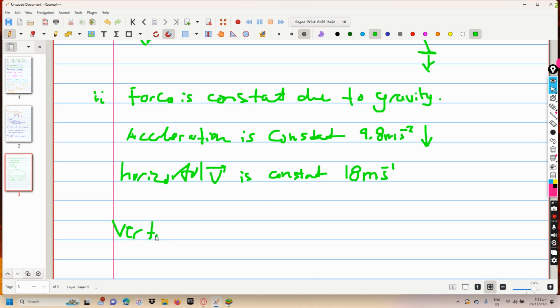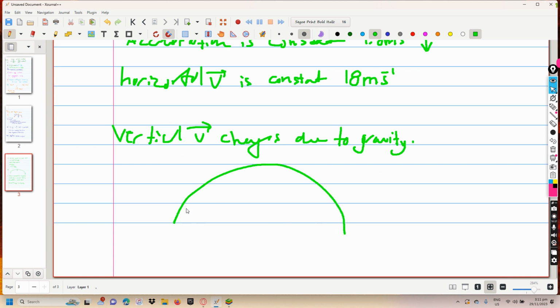And vertical velocity, this is one, vertical velocity changes due to gravity. Force is constant, acceleration is constant, horizontal velocity is constant, vertical velocity changes due to gravity, and that makes sense because it looks like the only thing that's changing at a non-linear rate is the height. That's not linear. Everything else is linear.